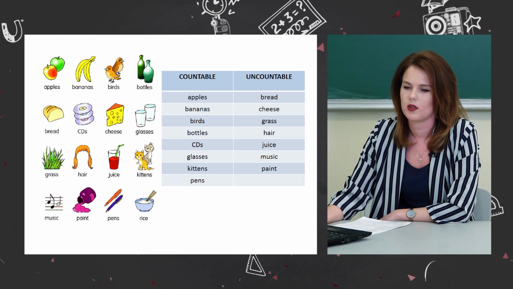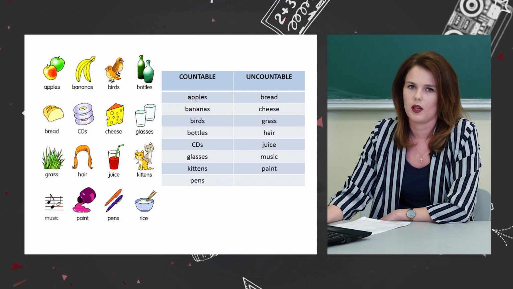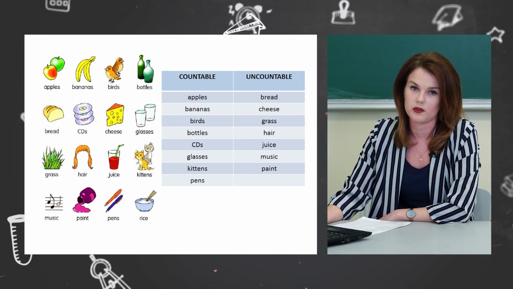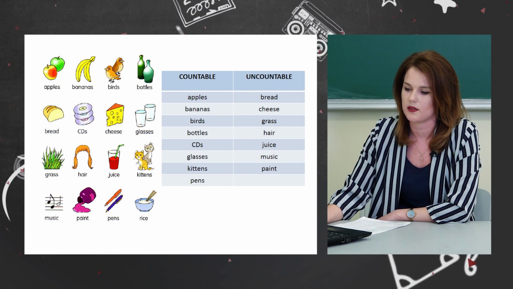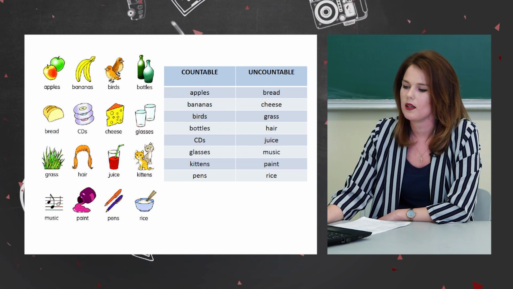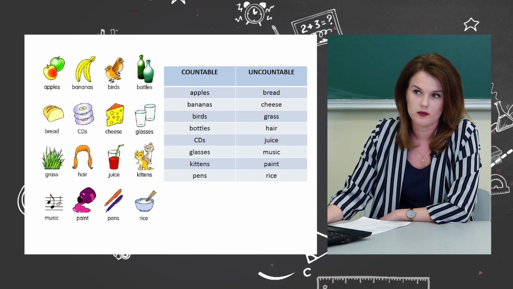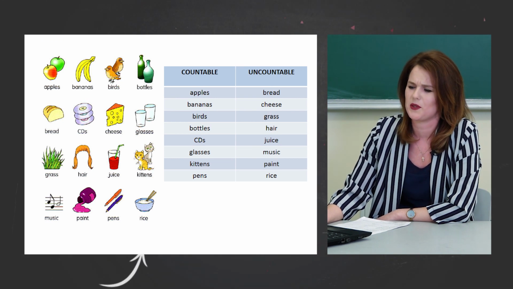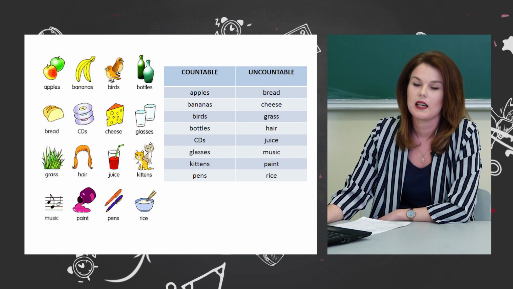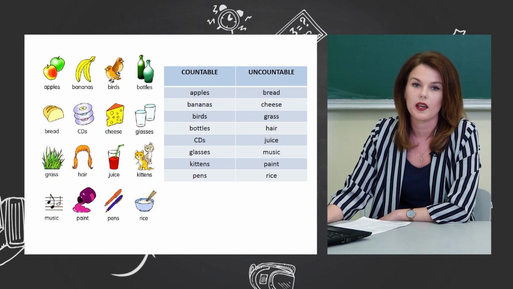Pens. Countable or uncountable? Pens is countable noun because we can count 1 pen, 2 pens, 3 pens, and so on. Rice. Can we count rice? 1 rice, 2 rice, 3 rice? Of course, no, because rice is uncountable noun. Okay, well done. Go on.